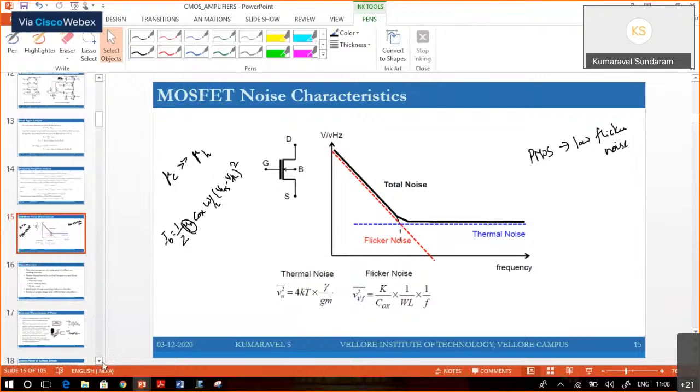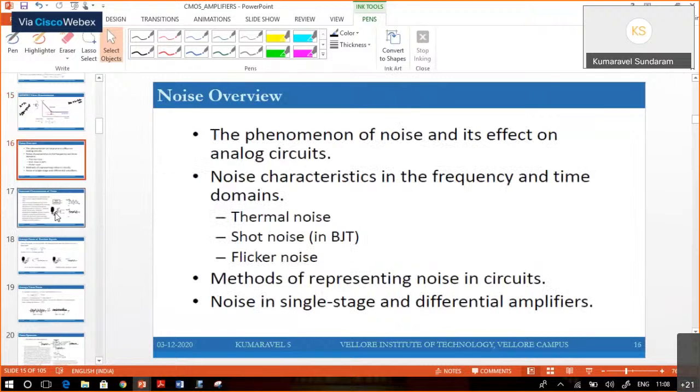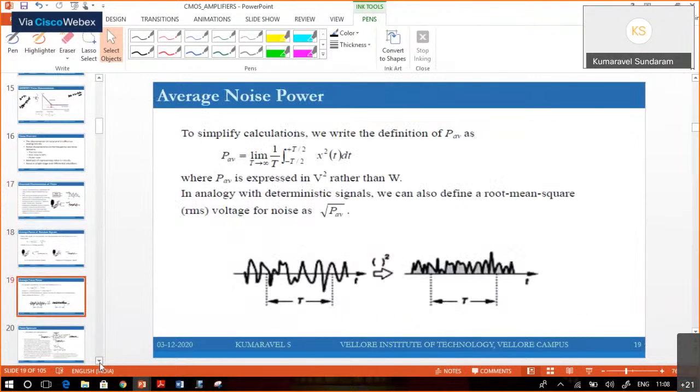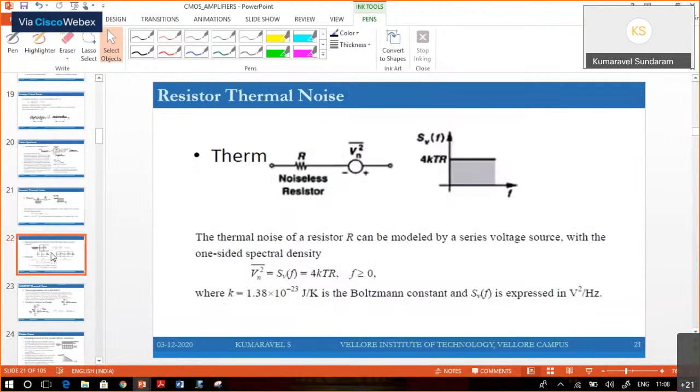So we need to design with PMOS circuits. These are all the things I can skip, as suggested by Professor Rathod.